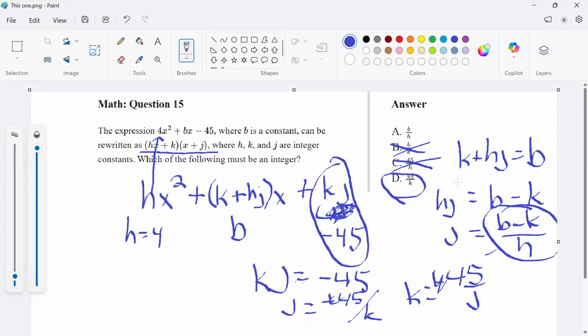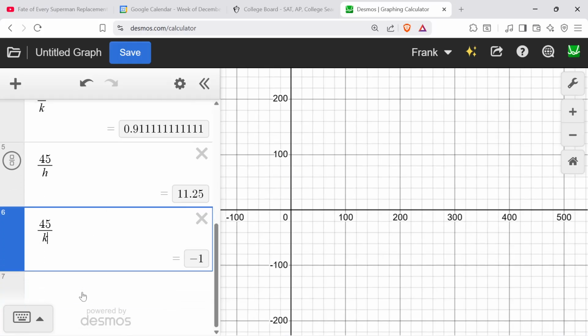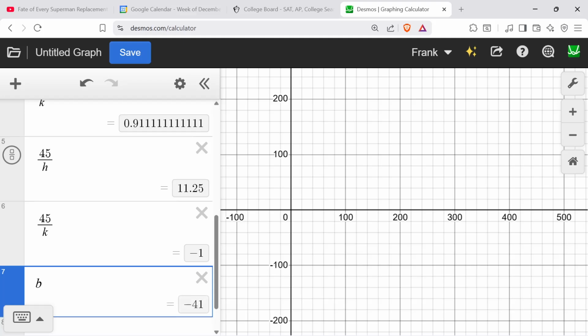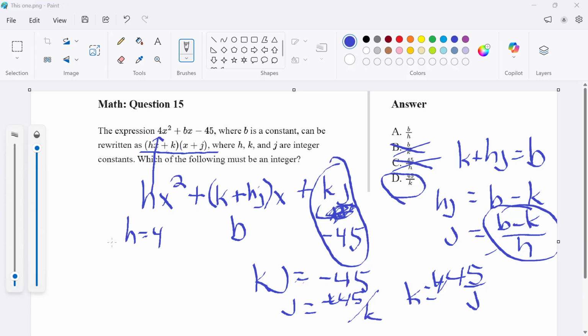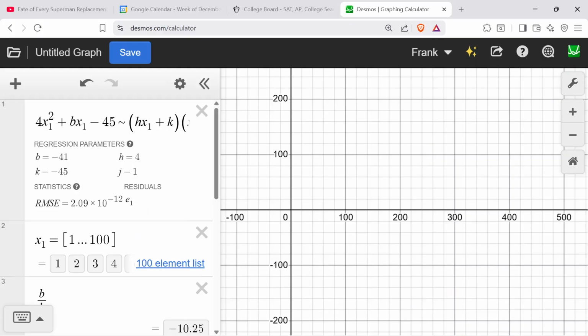And just to prove it, I'm going to put this b minus k over h. And you'll see that's also an integer. B minus k, the whole thing divided by h, is also an integer. So just as I calculated it. There's the answer. Do it by hand or do it via Desmos.